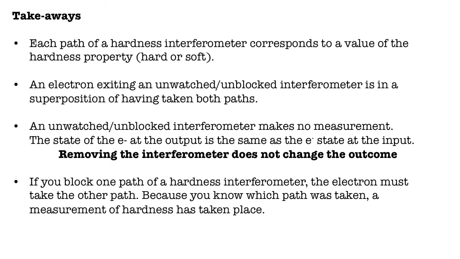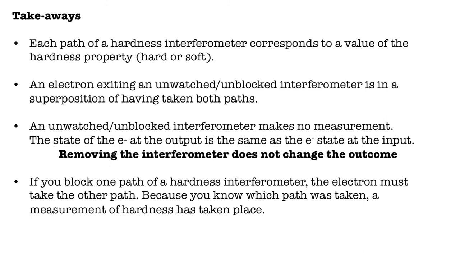What that means is, if no measurement has been made, the state of the system hasn't changed. So the state of the electron at the output of the interferometer is the same as it was at the input. And if that's true, then removing the interferometer doesn't change the outcome, right? If input and output are the same, then you can get rid of the interferometer. It's as if you just shoot the electrons through free space with no devices. You're just not changing its state.